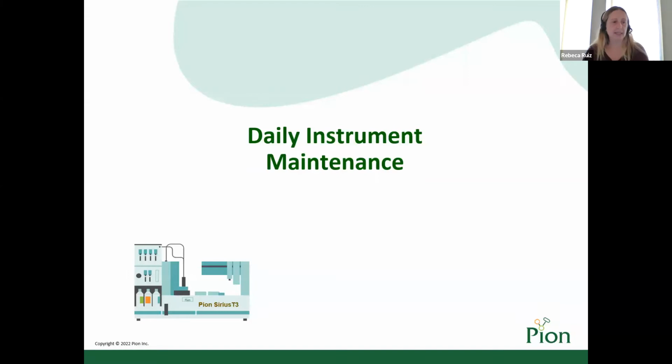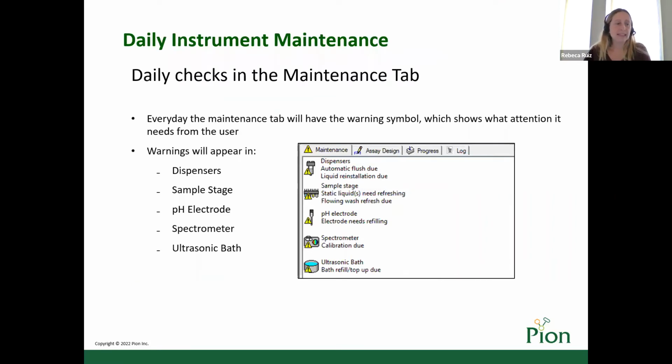So let's start with the daily instrument maintenance. Before starting any experiment, all the warnings shown in the maintenance tab need to be resolved. The software shows which modules need attention from the user and what needs to be done. For example, in this screen, we can see that from the dispenser module, we have the warning automatic flash due. Additionally, one or more dispensers need to be refreshed or installed.